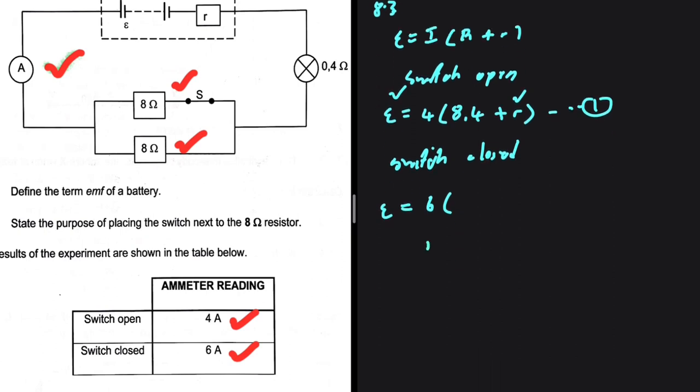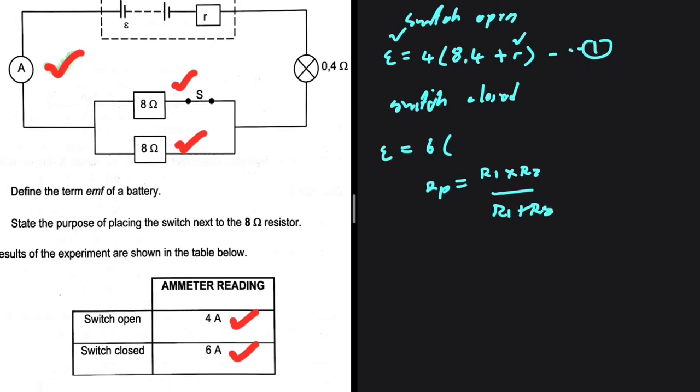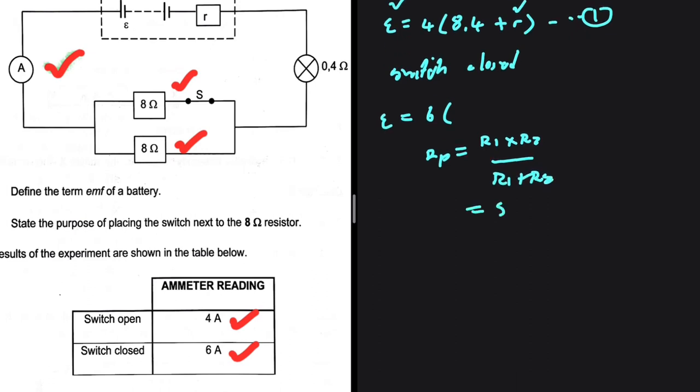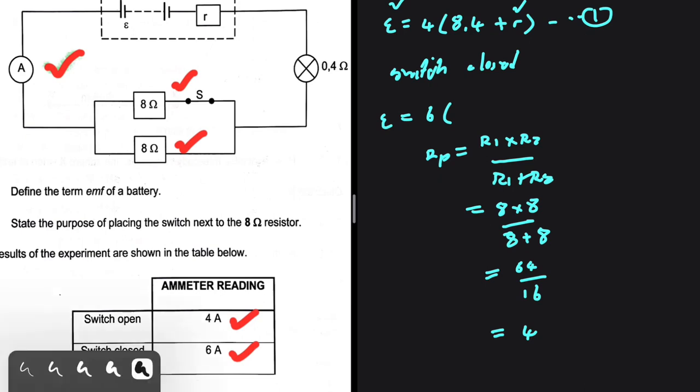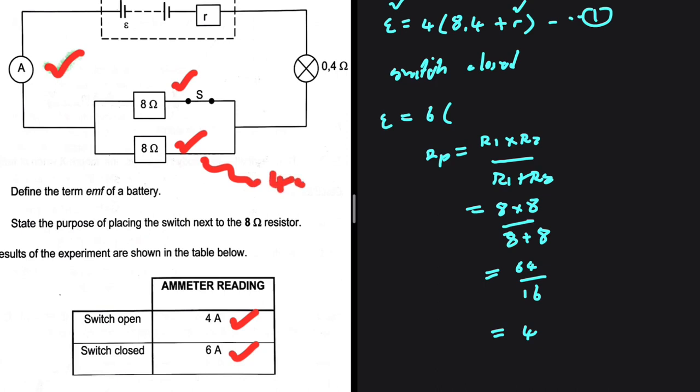So we're supposed to calculate resistance in parallel. We're going to have Rp equals R1 multiplied by R2 divided by R1 plus R2. R1 and R2 are both 8, so 8 multiplied by 8, that is 64, divided by 8 plus 8, that is 16. 64 divided by 16 is 4. So our Rp is equal to 4. So here the effective resistance is 4 ohm. But we have this 0.4 ohm. So our total external resistance is 4 plus 0.4, which is 4.4.